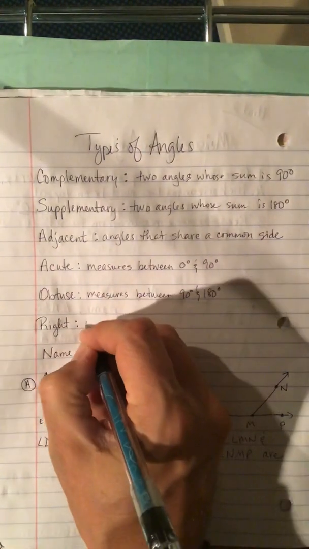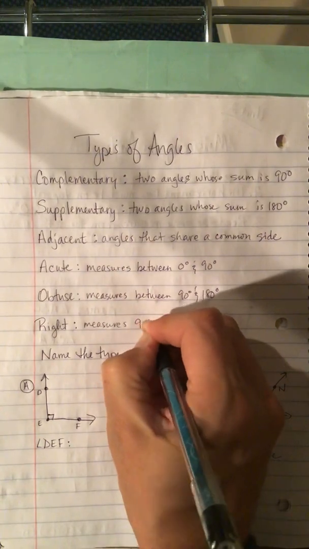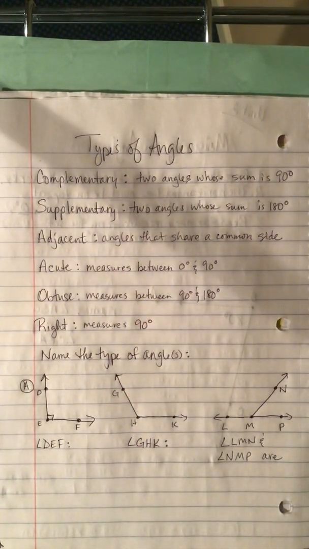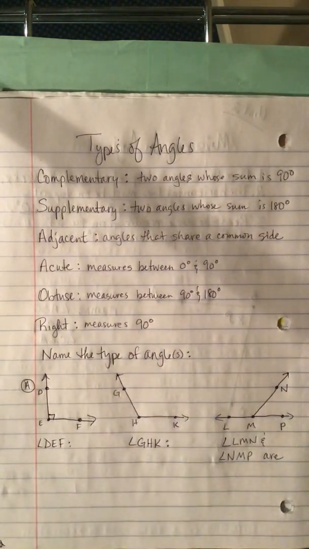And then a right angle measures 90 degrees. One that I did leave off was a straight angle, and a straight angle is 180 degrees for the straight. So let's name some different types of angles.